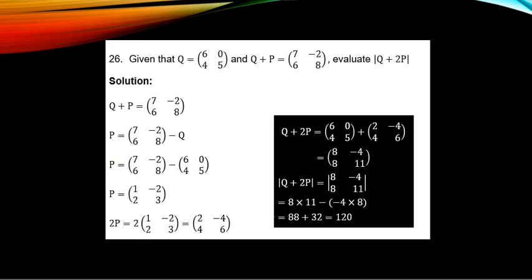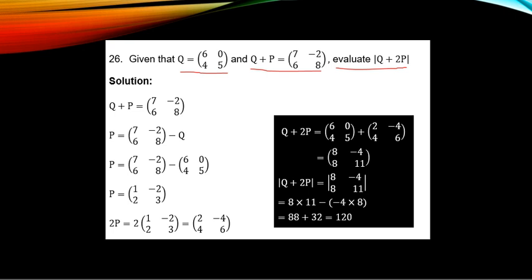Example 26. Given that matrix Q is equal to this, and Q plus P is equal to this, evaluate the determinant of Q plus 2P. This question is direct. You have matrix Q, you have matrix Q plus P. You are asked to evaluate matrix Q plus 2P, but you don't know P. So from Q plus P and Q, you have to get matrix P.